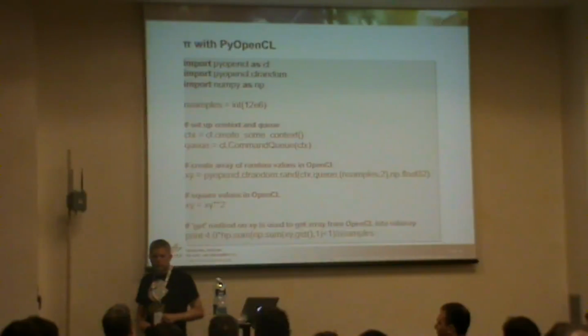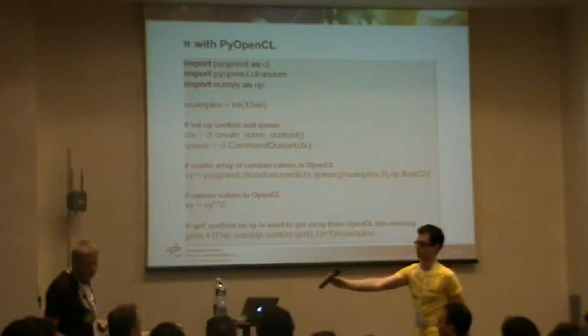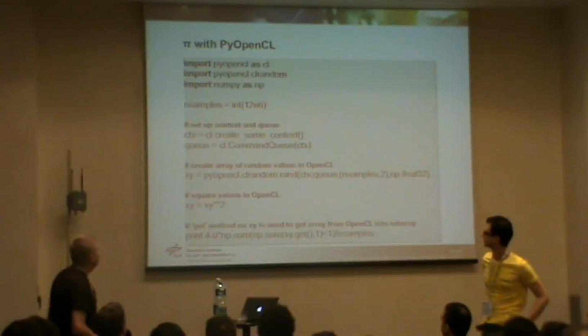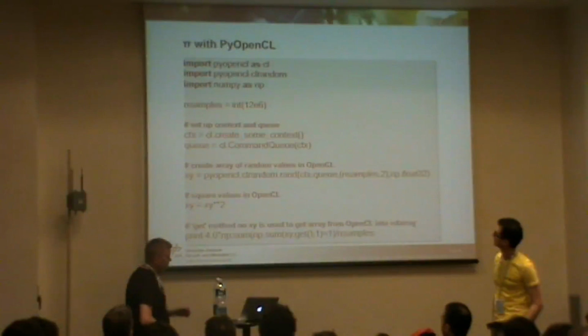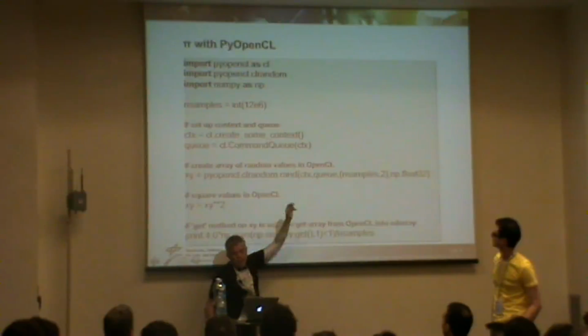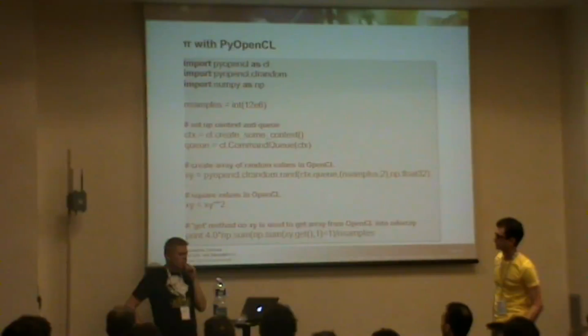What's the RNG? Sorry? It looks like there's a RNG as part of OpenCL. Which RNG is it? Random number generator. It looks like it's part of the standard OpenCL definition. So which one is it? Oh, I don't know.